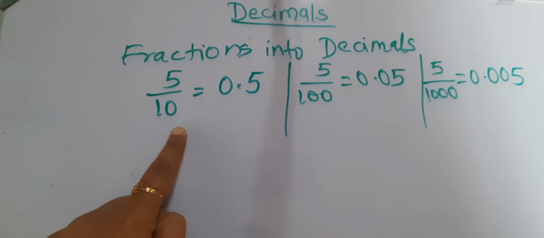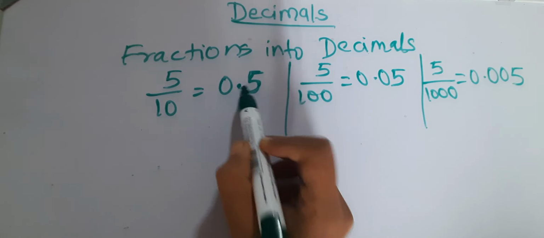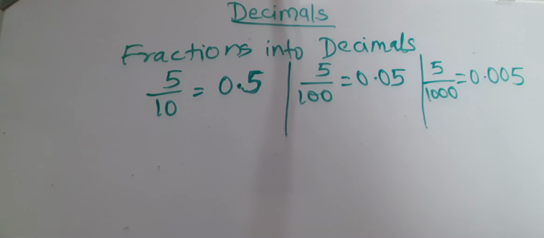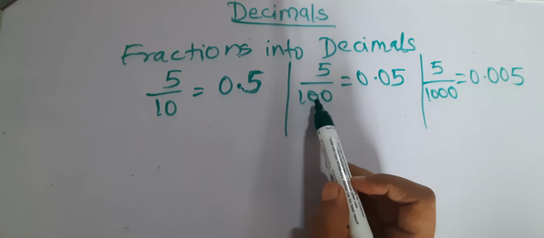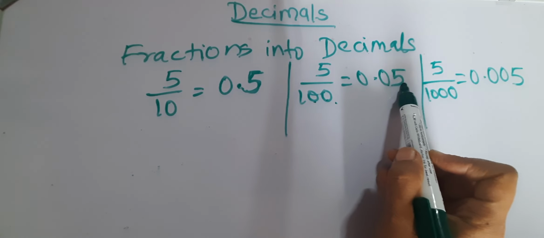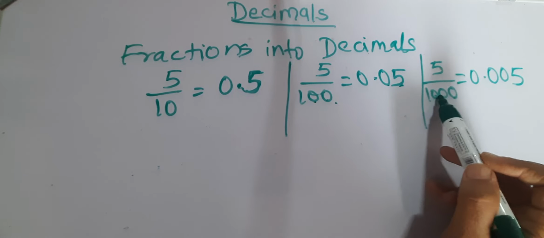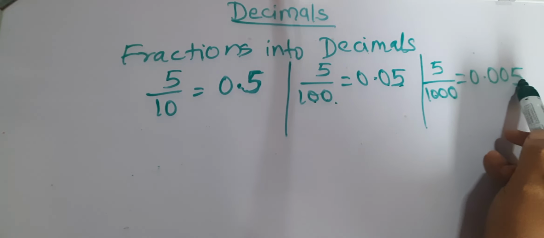Let's see, if it is 5 by 10, we have 10 here. To make it simple, the number of zeros here is 1, so the number will go just after the decimal point. The number of zeros for 100 is 2, so there will be 2 numbers after the decimal point. The number of zeros here is 3, so there will be 3 numbers after the decimal point.